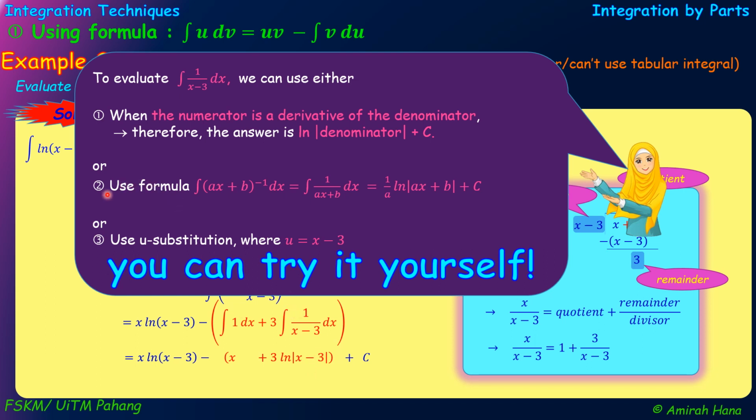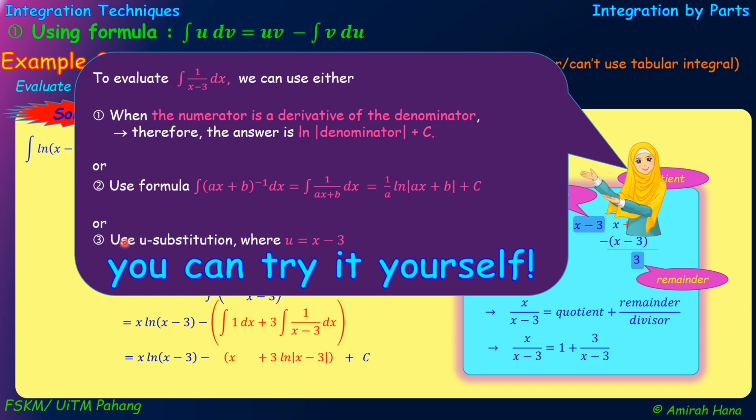Or we can use the formula: the integration of ax plus b, which is a linear function, to the power of negative 1. We can write the integration of 1 over ax plus b, bracket to the power of positive 1, no need to write the power of positive 1, dx. So from here, we have 1 over a. In this case, our a equals 1. So we have 1 over 1 ln of ax plus b, meaning x minus 3, plus c.